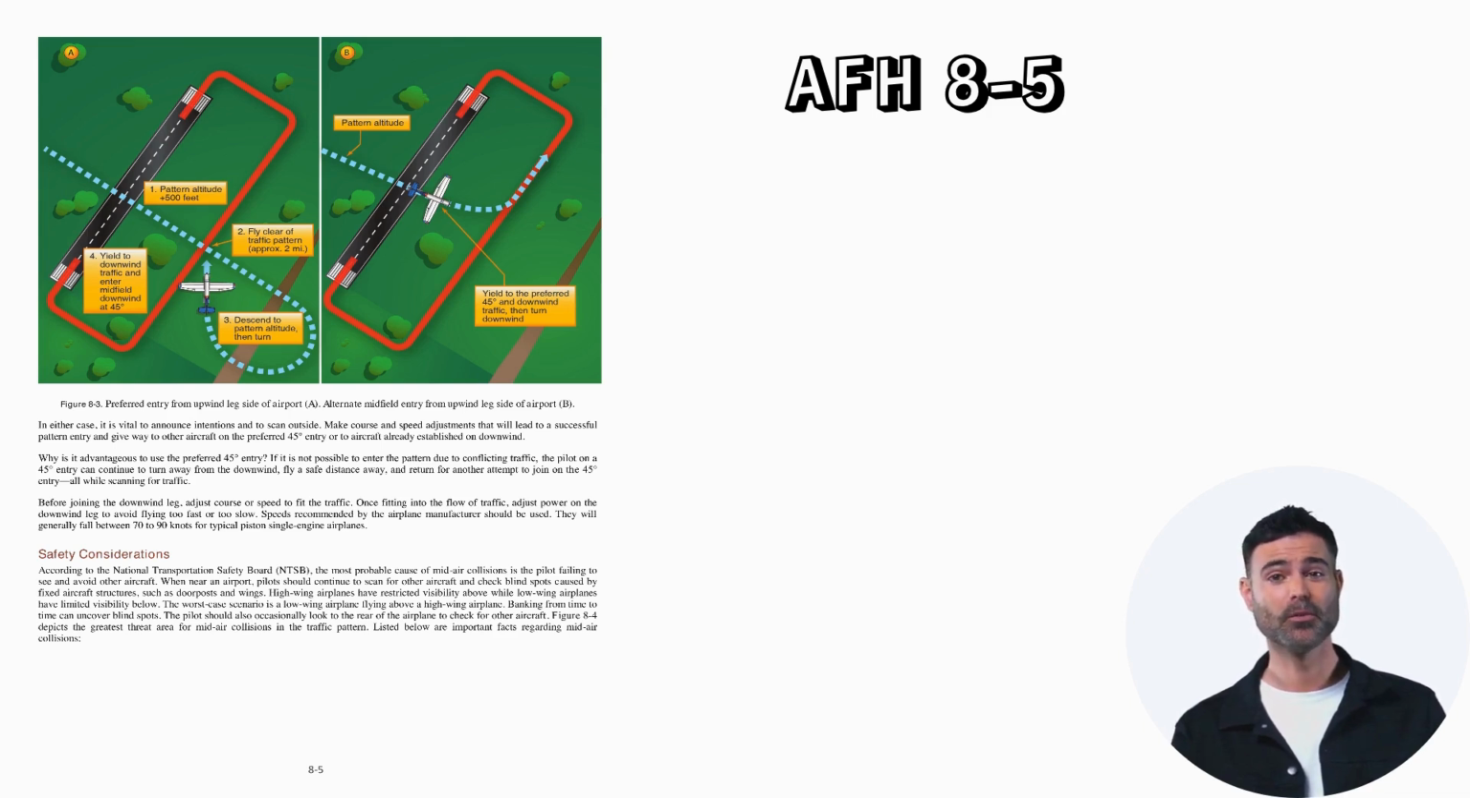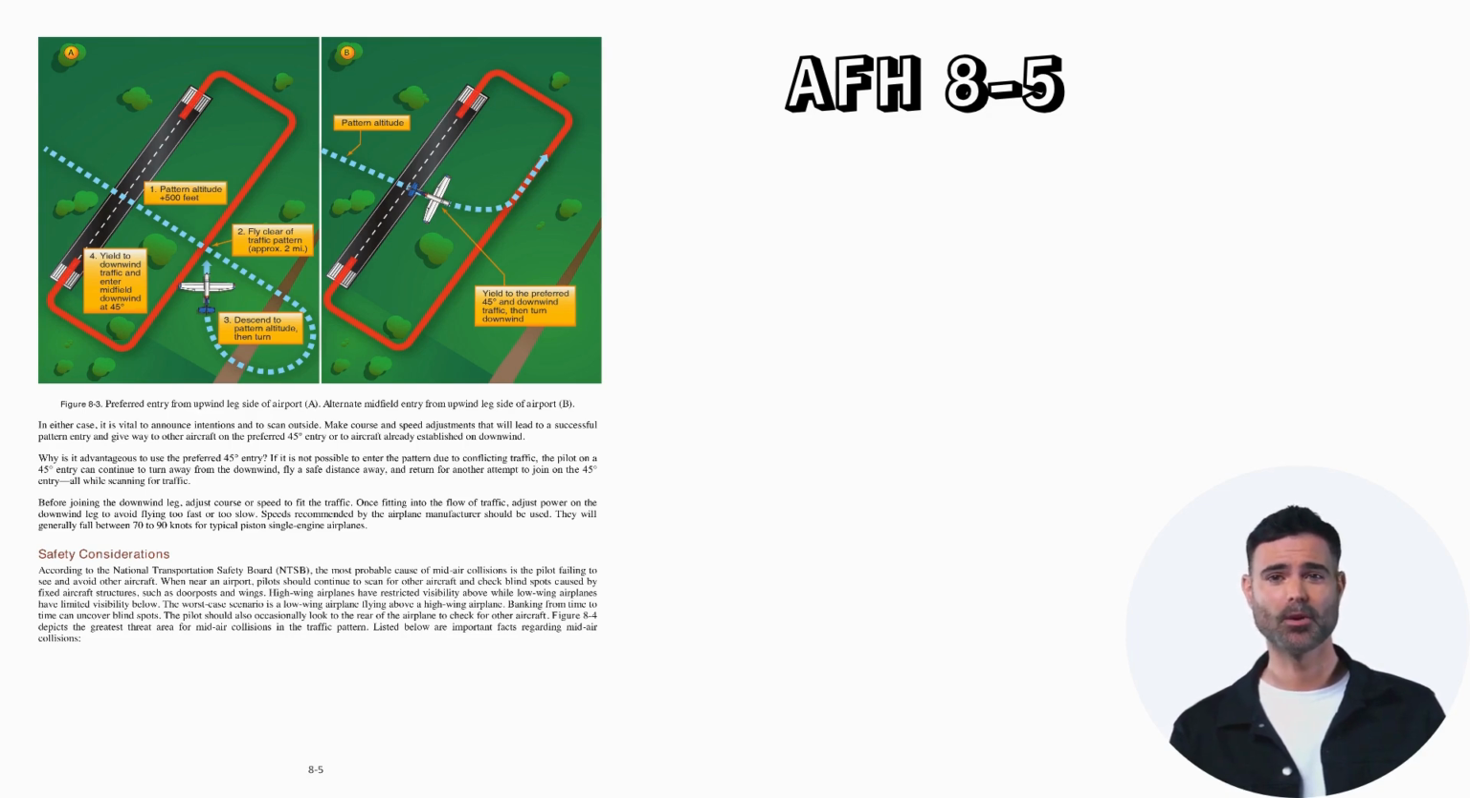If it is not possible to enter the pattern due to conflicting traffic, the pilot on a 45-degree entry can continue to turn away from the downwind, fly a safe distance away, and return for another attempt to join on the 45-degree entry, all while scanning for traffic.